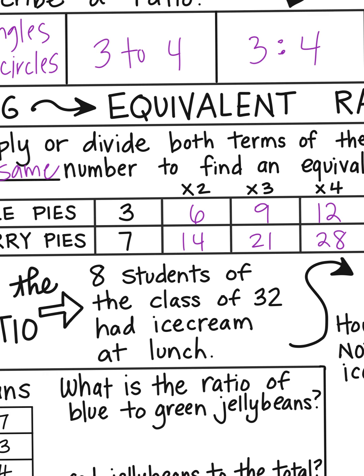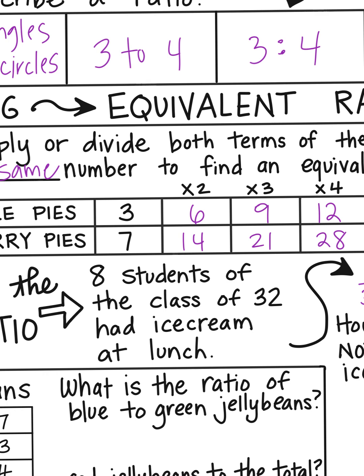All right, well, what if I'm given a scenario and I have to find the ratio out of a scenario given to me like below? It says find the ratio: 8 students out of the class of 32 had ice cream at lunch. Well, what does that look like as a ratio? It would be 8 to 32, had ice cream.